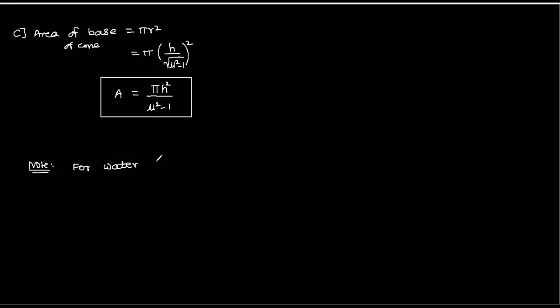For water, critical angle is equal to 49, so therefore 2c is equal to 98. And if you substitute all this, then you will get r is equal to 3h by root 7. So if you want to find anything from this, whatever I have given a, b, c, you can find out for water. Okay, understood? Note down.